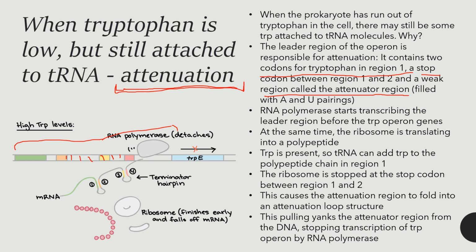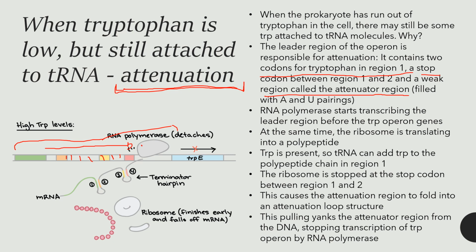So what happens is that RNA polymerase can start to transcribe because the repressor proteins are not binding to tryptophan, because remember tryptophan is low. There's low amounts of tryptophan inside the cell, so it's not binding to the tryptophan, it's not changing its shape, and it cannot bind to the operator. So that means that RNA polymerase here has free rein, and it can start to transcribe the leader region.